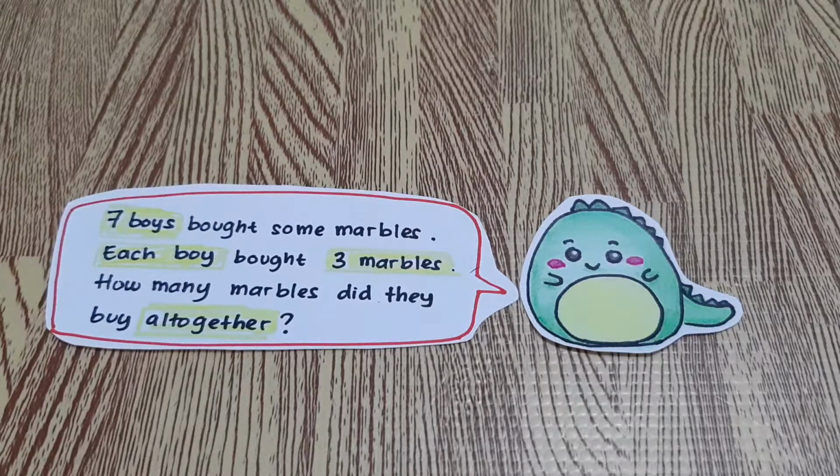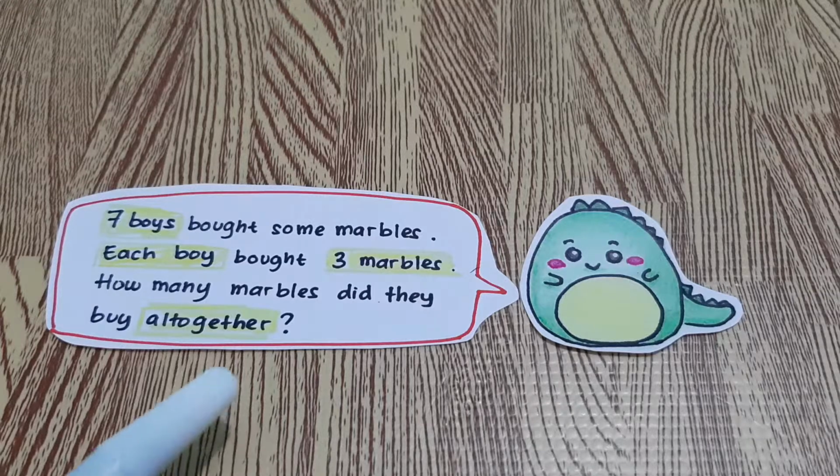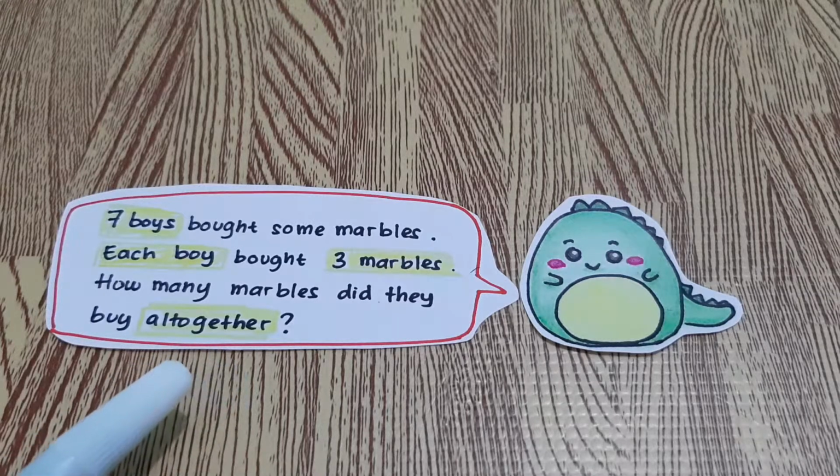Next, 7 boys bought some marbles. Each boy bought 3 marbles. How many marbles did they buy altogether? Okay, so please pay attention to the question. Even though it's stated altogether, it doesn't mean you have to add. Remember, we have to understand the sentence first.